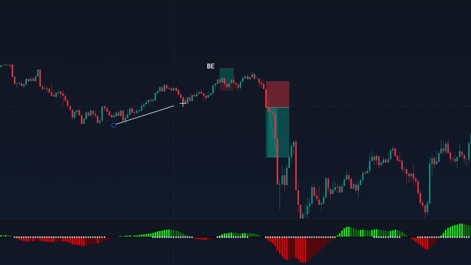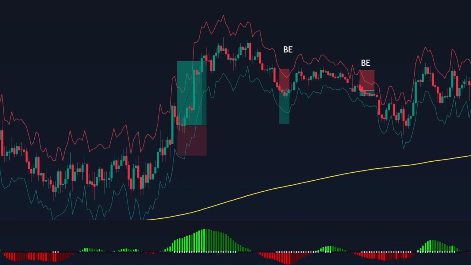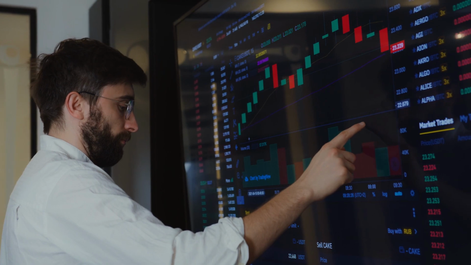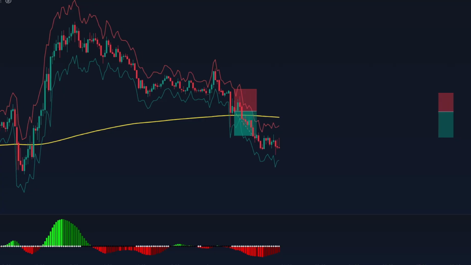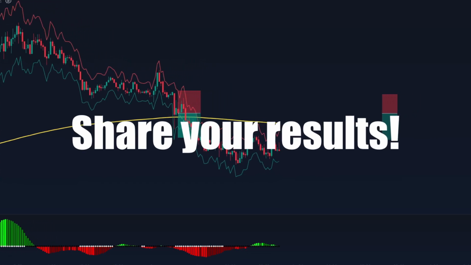If you're not experienced with price action, make sure to add a confirmation indicator, for example, a moving average, only taking buys when the price is above and sells when the price is below. This, you will have to test yourself to figure out what fits your style best. Make sure to backtest this yourself to gain confidence and better understanding of the strategy, and share your results in the comments.